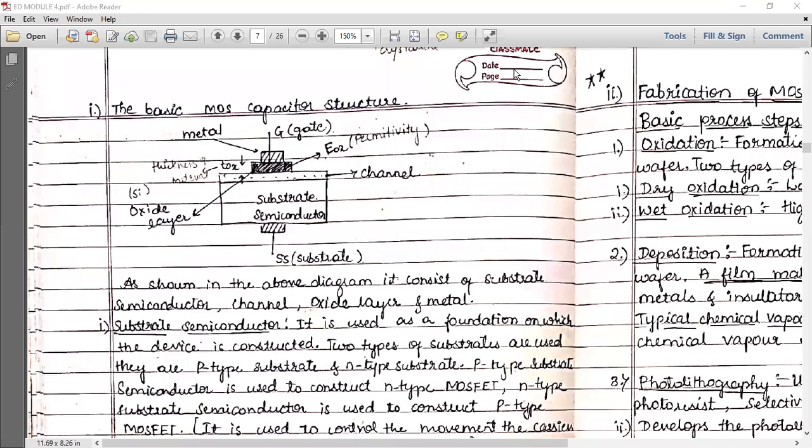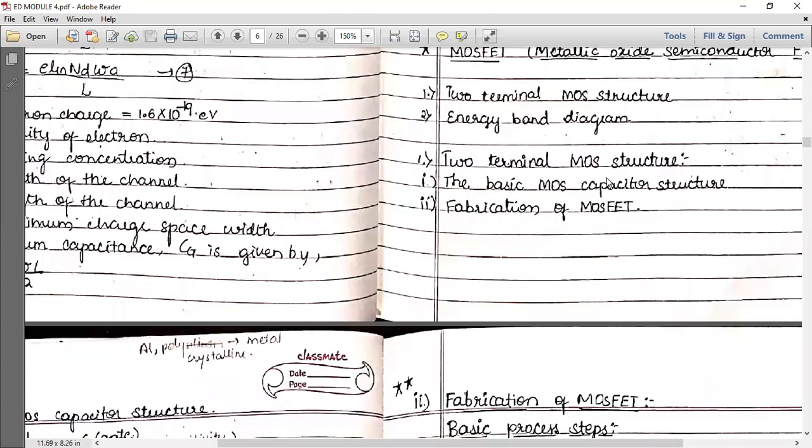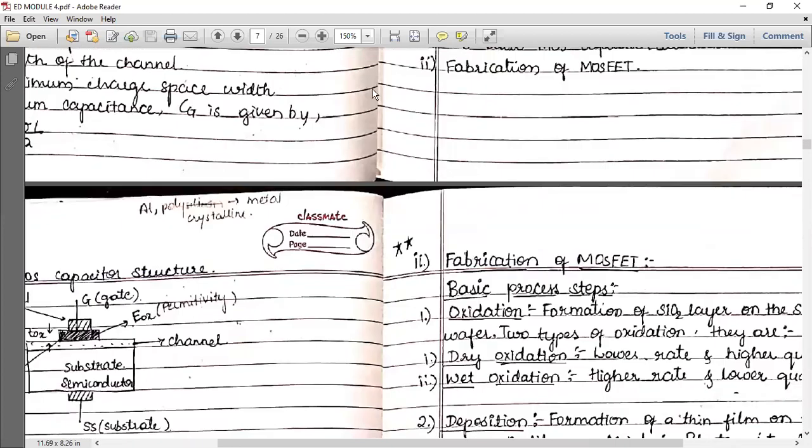Okay, fine. I hope everyone understood this one. It's a very simple concept. So now, in the next class, we will start with fabrication of MOSFET, which is the second topic of the two-terminal MOS structure. We will discuss that in the next class, because here I am facing some internet problem. That's why we have been disconnected many times.